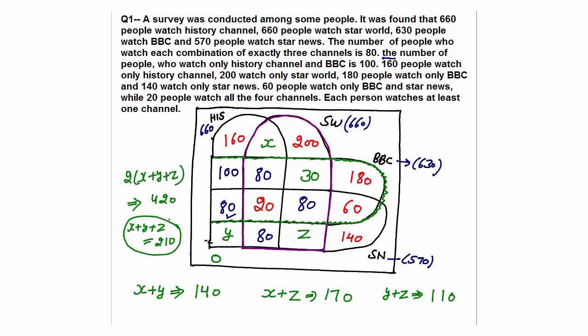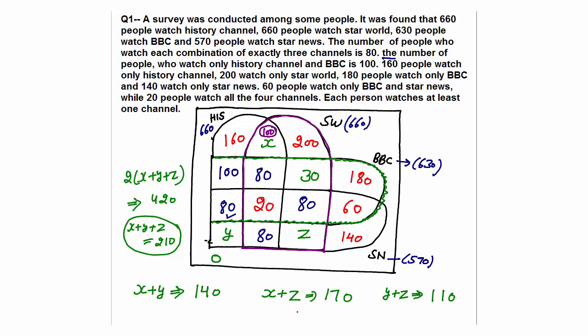So what will be the value of X? Now you know that the value of Y plus Z is 110. The value of X plus Y plus Z is 210. So you subtract Y plus Z from X plus Y plus Z, you will get X as 100. So this X will become 100. I'm just writing here. This X will become 100.